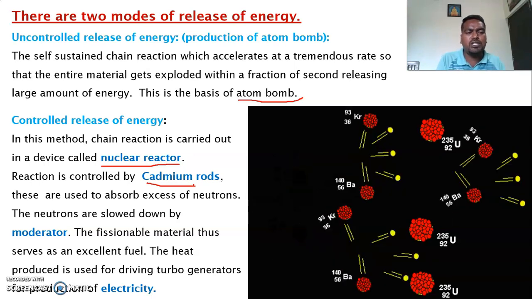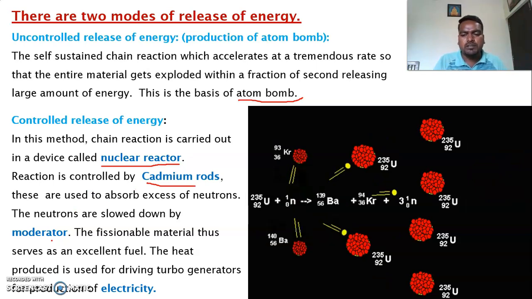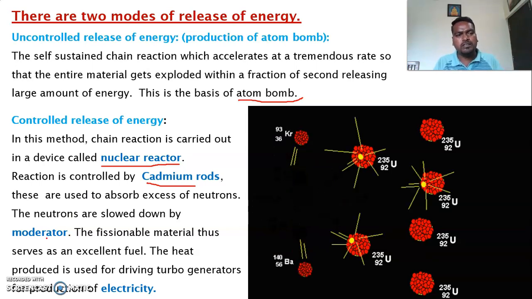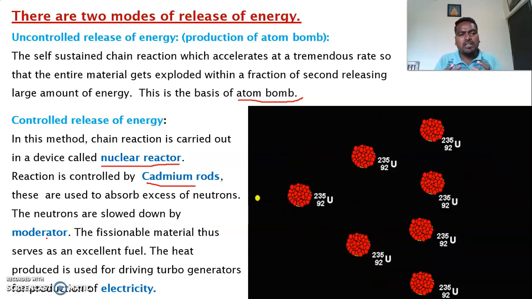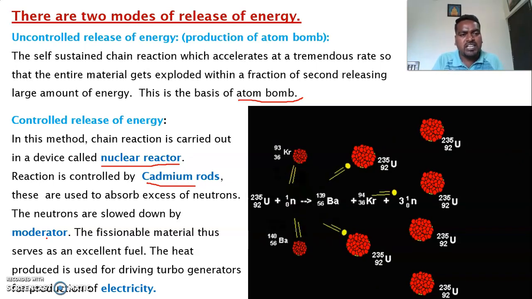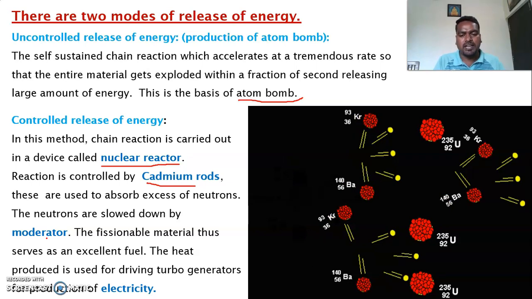So this we can control by using cadmium rods. That's why it is called controlled. And we can also slow down the neutrons by using a substance called a moderator. That means by using control rods like cadmium rods and a moderator, we can slow down, as well as reduce the number of neutrons created in the chain reaction. So that's why it is called a controlled nuclear reaction.